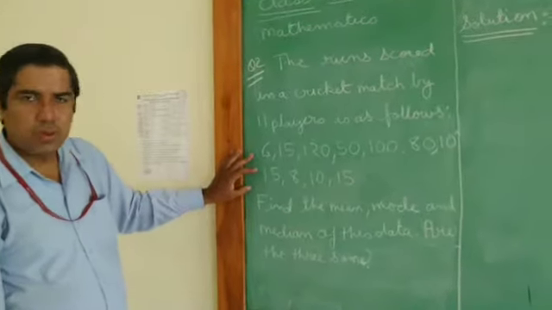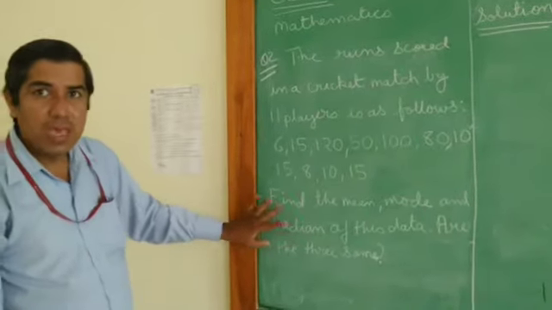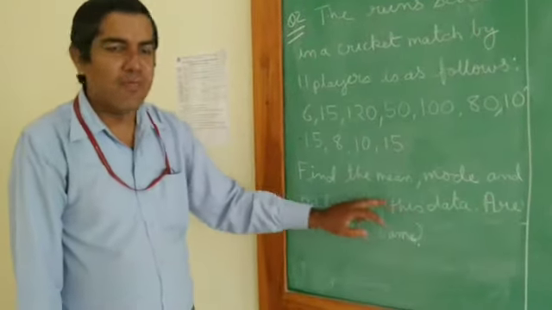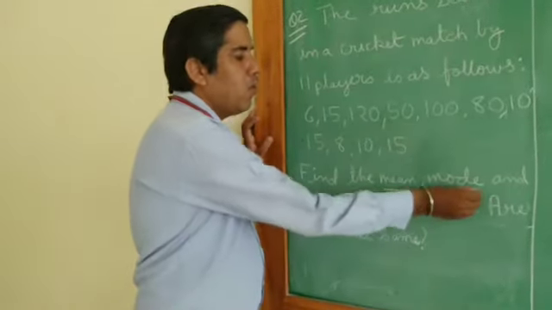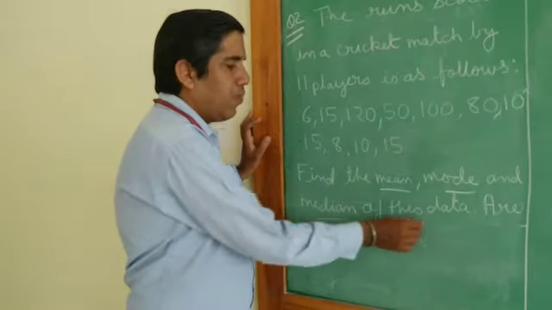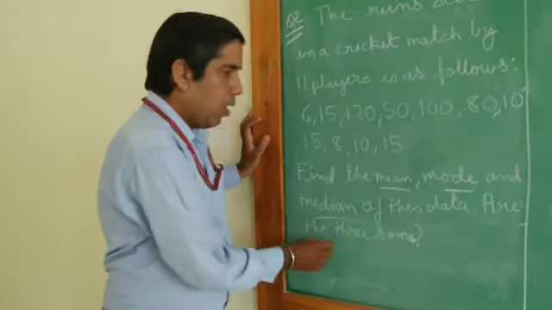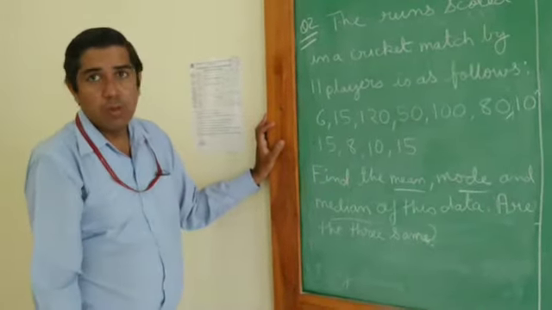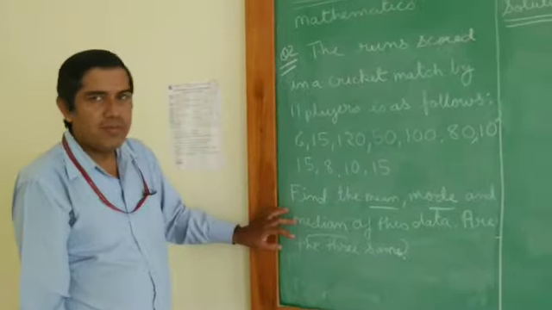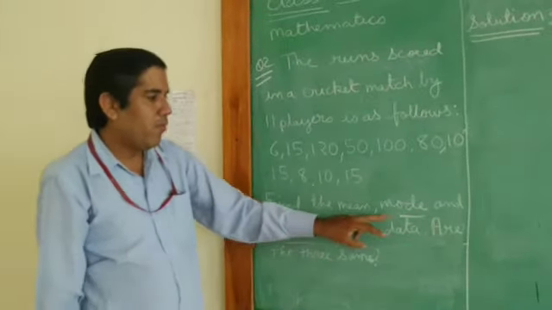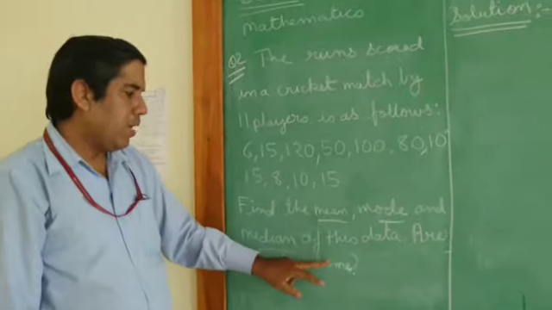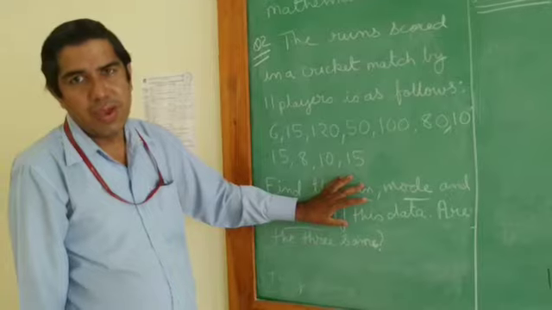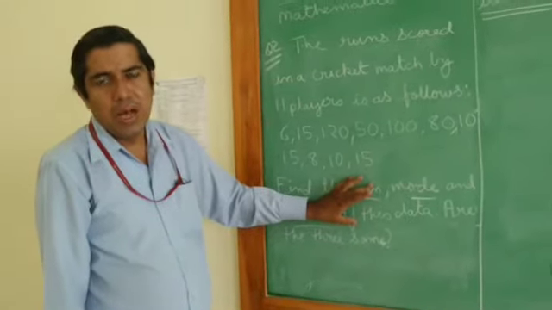So now what is the question? You can see here, find the mean, mode and the median of this data. You have to find all three. Mean, mode and median of this data. Are the three same? Are they becoming same? You have to verify. So what to do? We will first proceed with the mode, and then mean, like this one by one we will take. First step, we will arrange in ascending order.